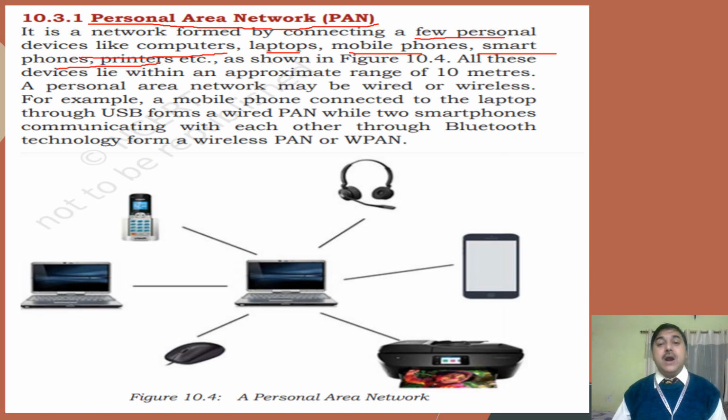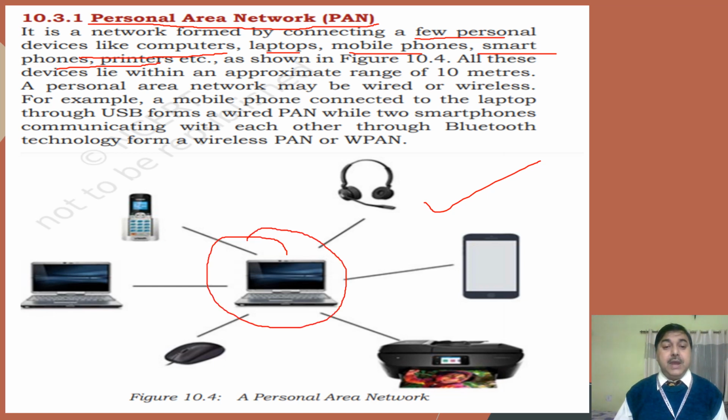When you are connecting, you can see this particular figure. See this figure: this is our main section, or main machine. From here we are connecting a headset, the mobile phone, the printer, the mouse, another computer, and the tabs. This is the tab that we are connecting here.